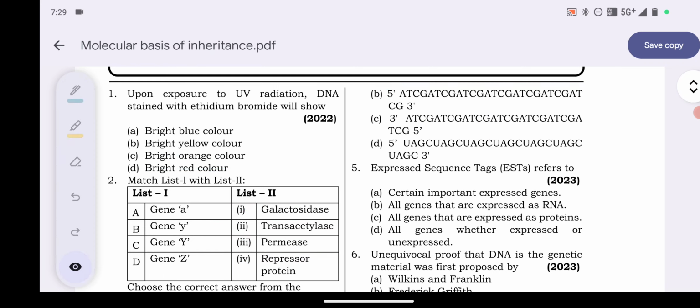Question number 5. Expressed sequence tags, ESTs, refers to: option A, certain important expressed genes; option B, all genes that are expressed as RNA; option C, all genes that are expressed as proteins; and option D, all genes whether expressed or unexpressed. So according to this, option B is the right answer. All genes that are expressed as RNA are called expressed sequence tags, EST. Explanation: all the genes that are expressed as RNA refer to EST.